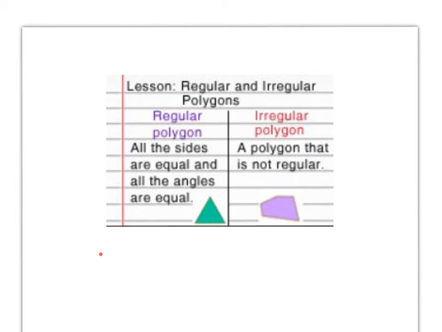Now there's something else that makes polygons special besides being a closed figure with straight lines. We have 2 different types of polygons. We have regular polygons where all the sides are equal and all the angles are equal. But we also have irregular polygons, a polygon that is not regular. So in other words, a polygon that doesn't have equal sides or that doesn't have equal angles. So let's take a look at some more examples.